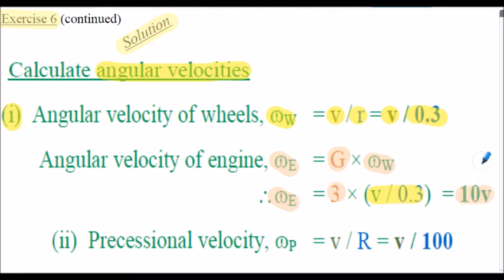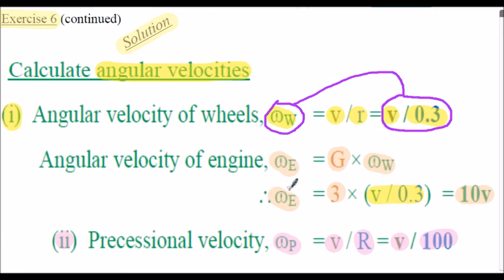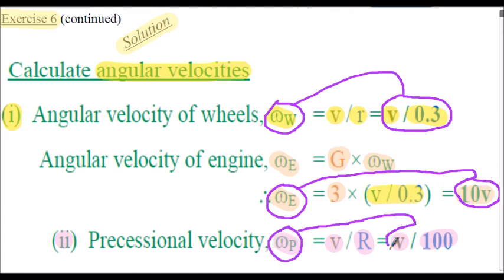Step 2 of our process is to calculate the precessional velocity as omega p. We know from our previous presentation that will be v divided by the radius of curvature, capital R here, so that's v divided by 100. So now notice we have omega w in terms of linear velocity v, we have omega e in terms of linear velocity v, and now omega p in terms of linear velocity v.